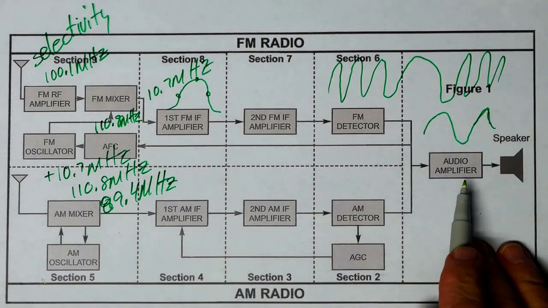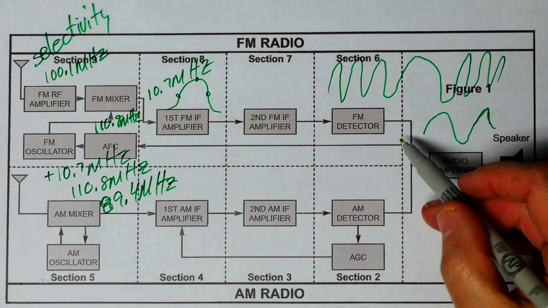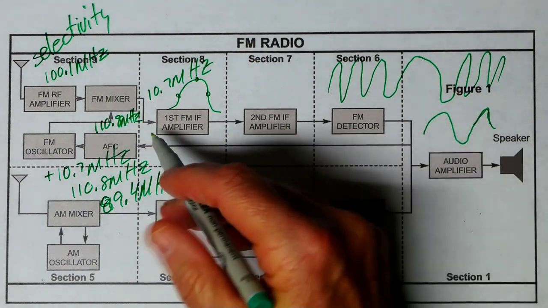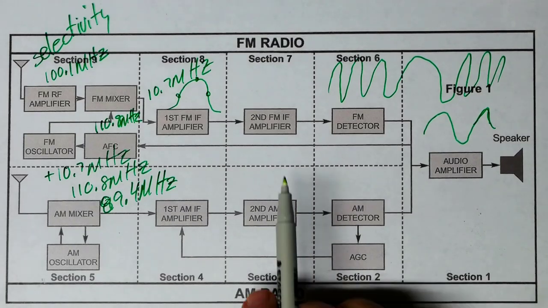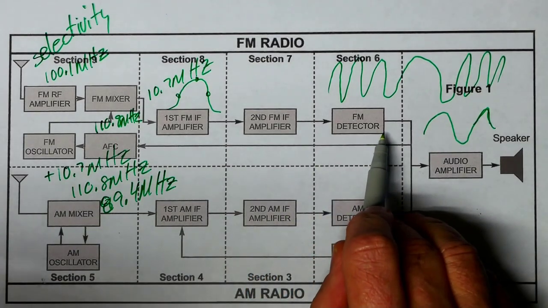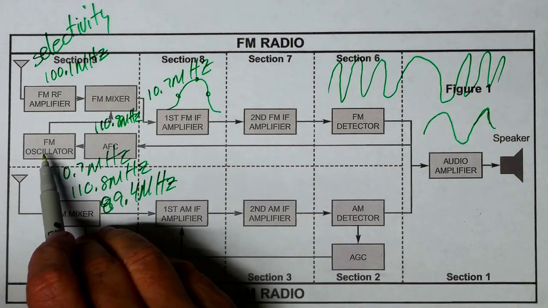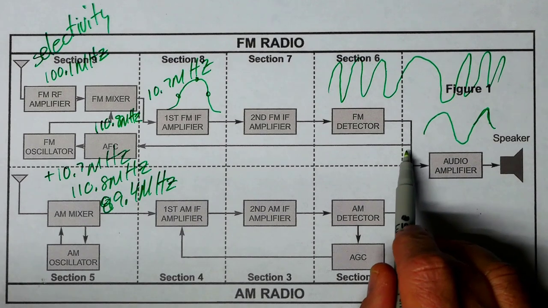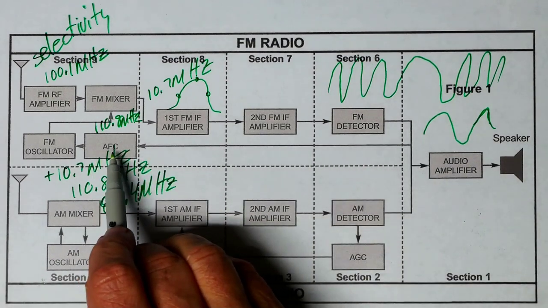Nice audio signal, and the audio amplifier will go ahead and amplify that signal. Another feature of an FM radio is automatic frequency control. We want to be sure that we are going to be at a constant frequency in our FM oscillator. So we get feedback, and this is going to be a DC voltage feedback to this AFC.